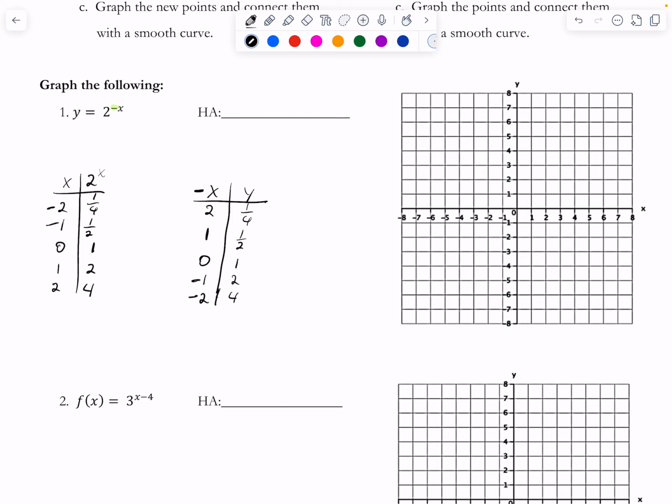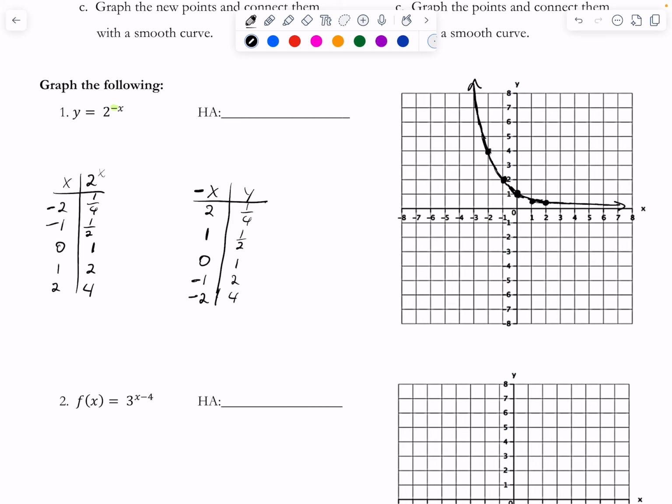All right, so I'm going to plot these new points: (2, 1/4), (1, 1/2), (0, 1), (-1, 2), and (-2, 4). And what I'm hoping you'll see is that this is actually a reflection over the y-axis from our basic exponential growth function. Okay?